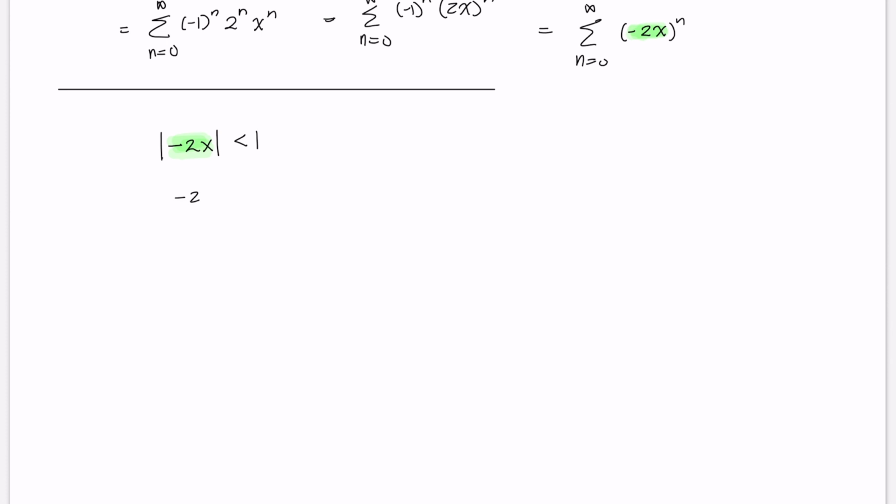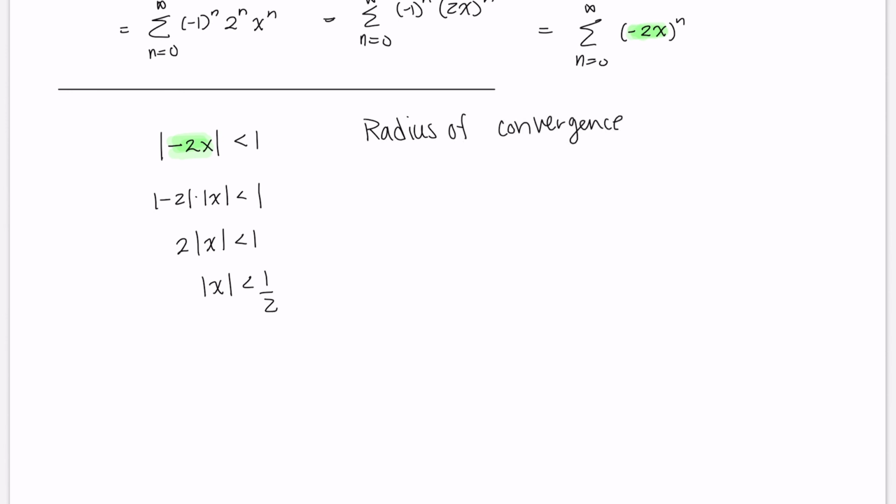Well, clearly I can rewrite this, and I'm showing more steps than you need to since, again, this is intended for beginners at power series. So I can write this as the absolute value of negative 2 times the absolute value of x. Of course, the absolute value of negative 2 is just 2. So I have 2 times the absolute value of x is less than 1. So the absolute value of x is less than 1/2. That gives me a radius of convergence of 1/2 and an interval of convergence from negative 1/2 to 1/2.